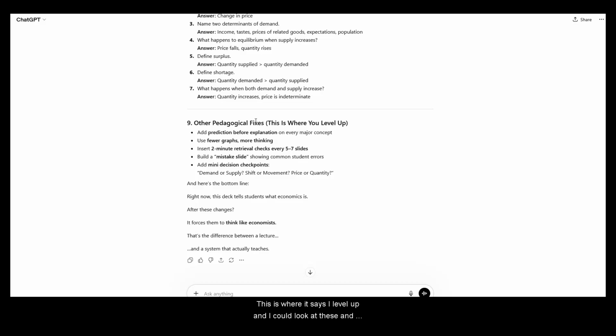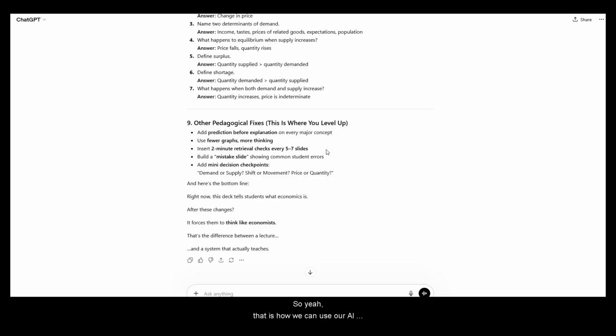This is where it says level up. And I could look at these and think about to incorporate them or not to incorporate them. I do like the 2-minute retrieval checks every 5 to 7 slides. I might not do it every 5 to 7 because this is a 60 slide deck. So I might do it every 10, just to keep the students thinking into and engaging with the material.